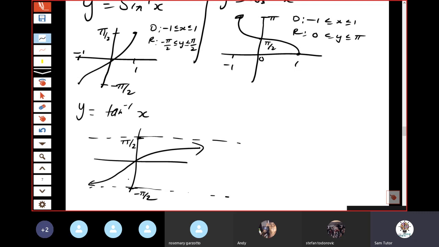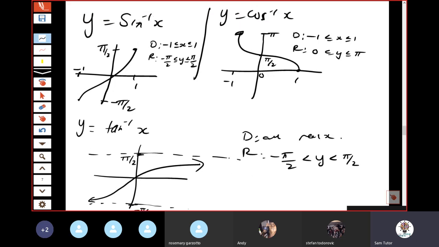Domain here is, there is no domain, it's all real x. Your range is from negative pi on 2 to pi on 2, not including pi on 2. Okay. Have we all copied that down? Two seconds. All good.